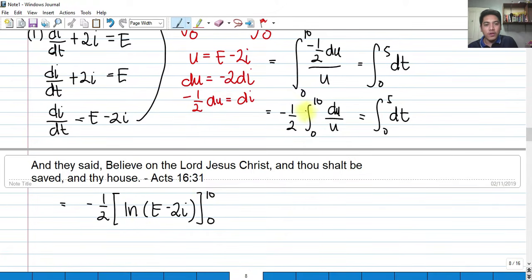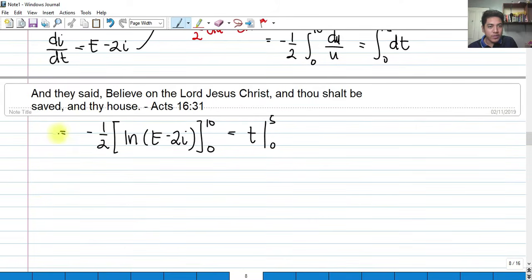Okay, take note that this negative 1/2 is outside of the integral, so we need to multiply it by this function evaluated from 0 and this function evaluated from 5. So we have the integral of dt evaluated from 0 to 5. Simply, we substitute the limits. So we have negative 1/2 times ln(E - 2i).